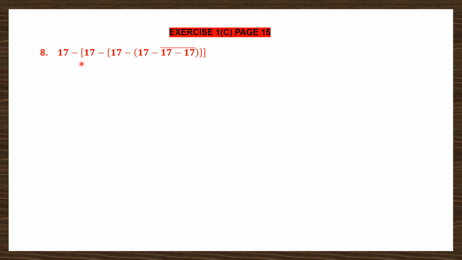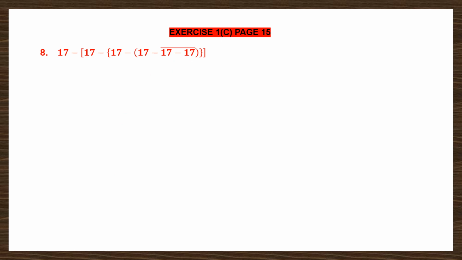17 minus, we have a square bracket here, again 17 minus curly bracket, 17 minus parenthesis or common bracket, minus, and we have a bar bracket here. Under the bar bracket we have 17 minus 17.